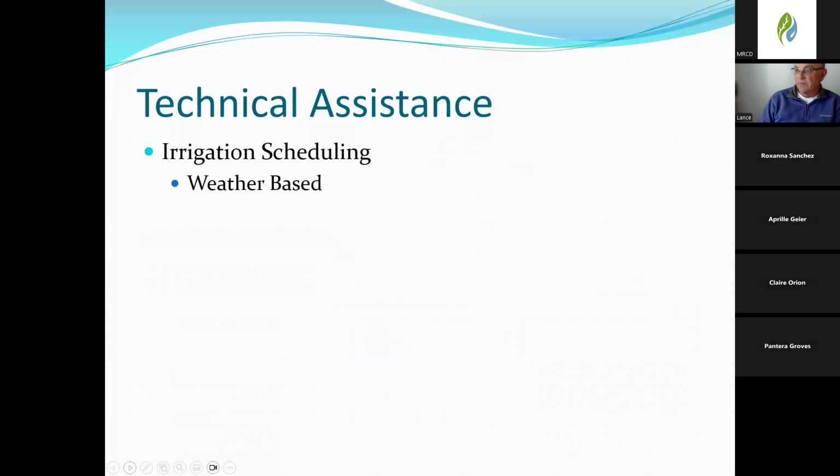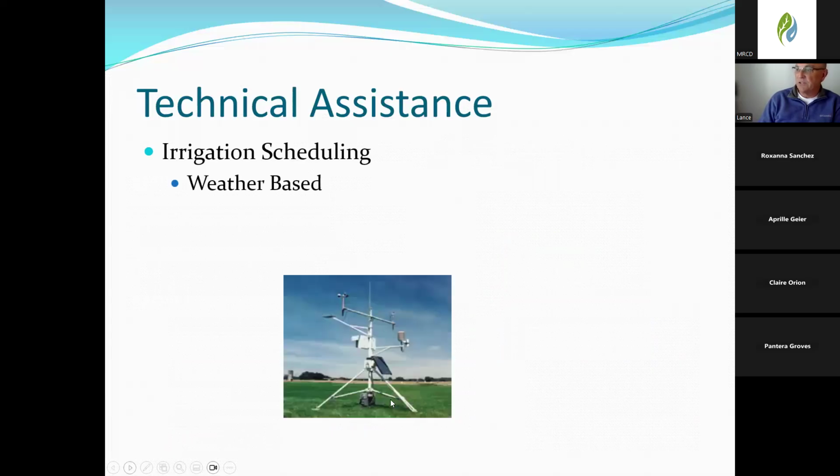Irrigation scheduling. So we have weather-based irrigation scheduling. This is a picture of the CIMIS weather station that's in the Sample Squall Valley. It's out on the east end of the valley. What was a pasture is now an alfalfa field, but underneath the weather station is pasture grass.